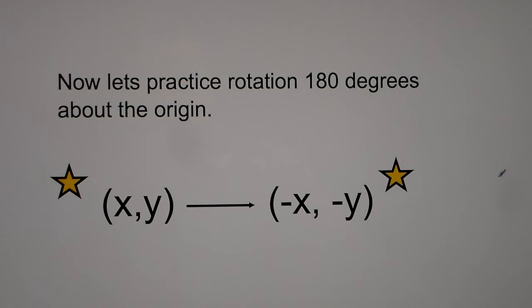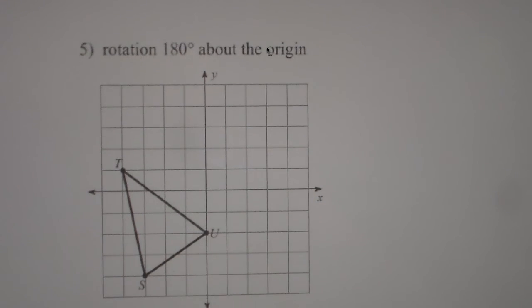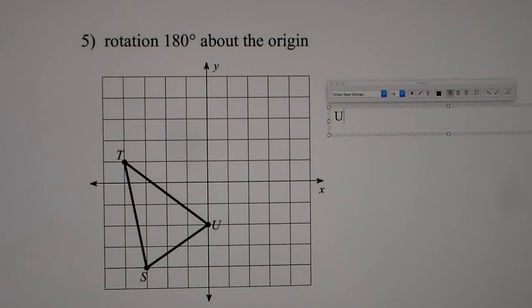So the next rotation here is 180 degrees about the origin. The formula for that, usually you take your coordinate x, y, and you just change the signs. For all these 180 degree rotations, whether it be counterclockwise or clockwise, it's the same. You just change the signs. So let's look at number 5. I'm going to rotate this figure 180 degrees about the origin. U is at the coordinate 0, comma, negative 2.